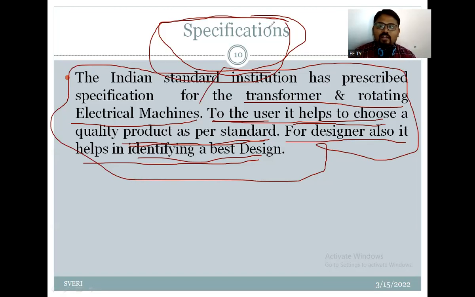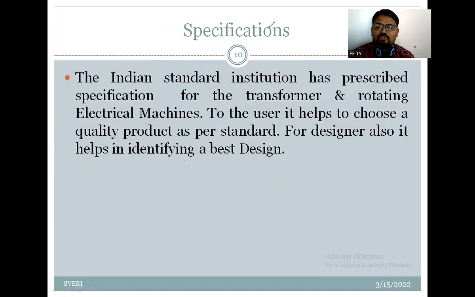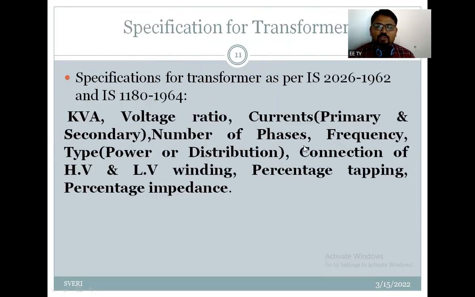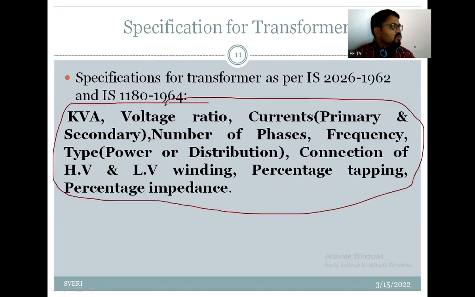Okay, I will just show you how they have given. Tomorrow we will learn that, but I will just show you. See, as far as the transformer is concerned, there are two Indian Standards we are using, that are given here, and these following are the specifications of that particular transformer.